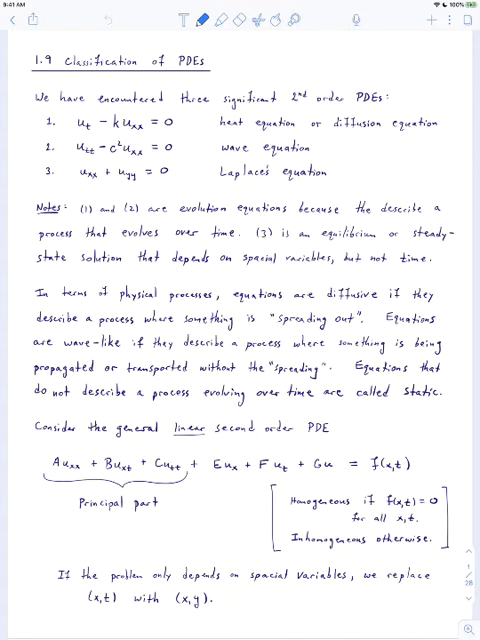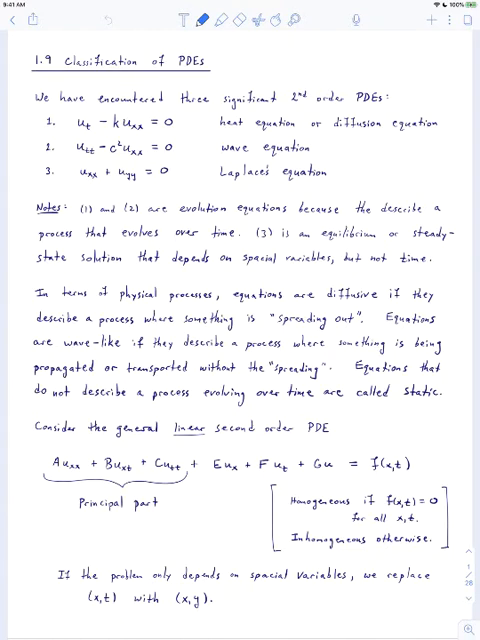minus some constant times the second partial of u with respect to x is equal to 0. That is to say, the first derivative with respect to time is proportional to the second derivative with respect to x. This is called the diffusion equation because it can be used to model any kind of diffusion or spreading, or at least many kinds.